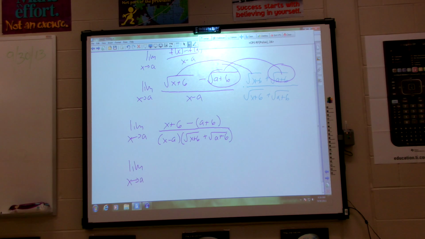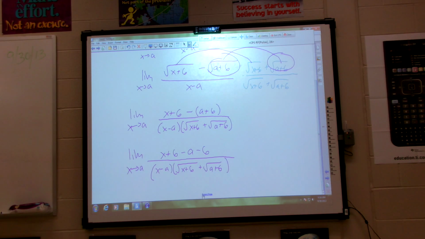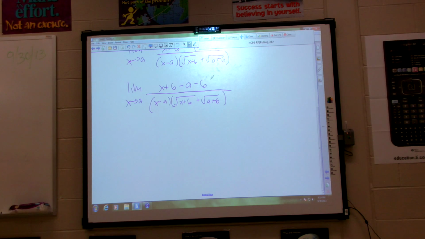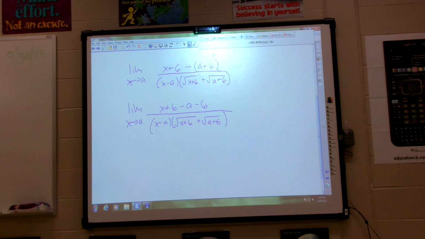So limit x goes to a, x plus 6 minus a minus 6, all over x minus a. Are we allowed to cancel out, like, since it's distributed? Absolutely not. Nothing cancels yet. Now they do, but the step above, no, they do not. Not until you distribute can you dare try to cancel those. Correct? So now the 6's cancel.